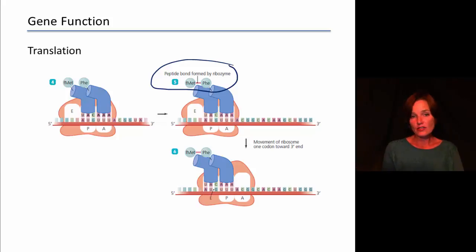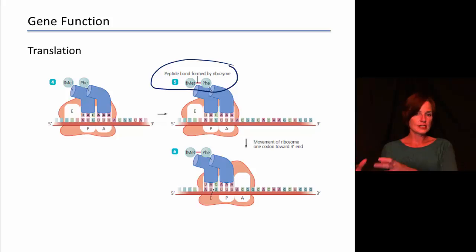The ribosome itself catalyzes the formation of that peptide bond. And then after the bond is formed, the whole ribosome is going to shift over. And as it shifts over, notice that we now have an empty A site, and we have a tRNA that does not have an amino acid on it in the E site. So the one in the E site can leave because, again, it's done its job. It has delivered the amino acid to the ribosome.